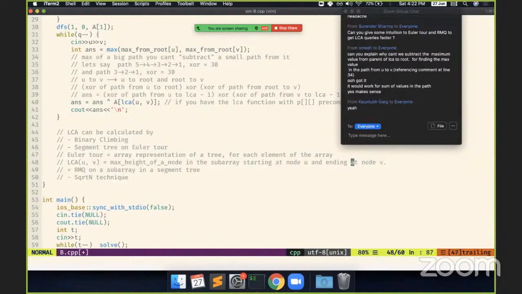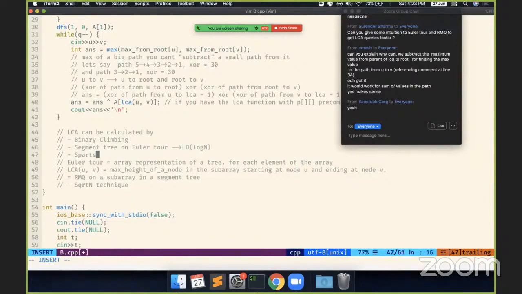Yeah. Even segment tree or sparse table or whatever. So segment tree on Euler tour is still order log n. If you're interested, you can read up on sparse tables. And if you use sparse table on Euler tour, which is kind of like a segment tree, but slightly weaker, you can't do updates.